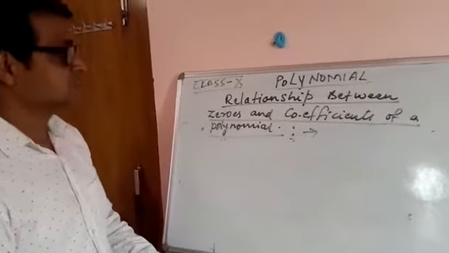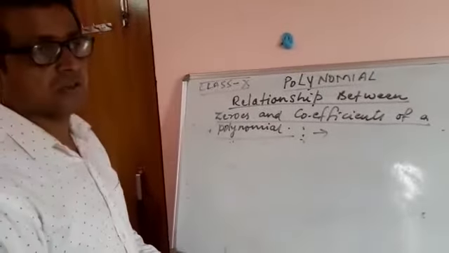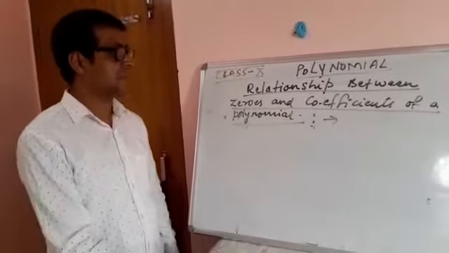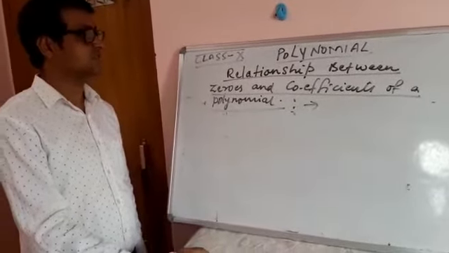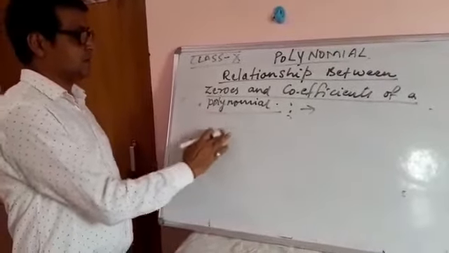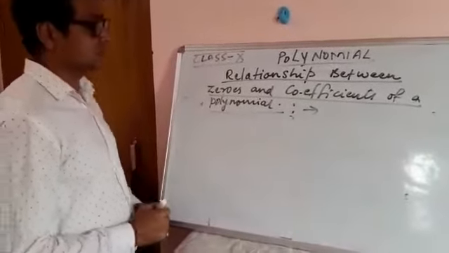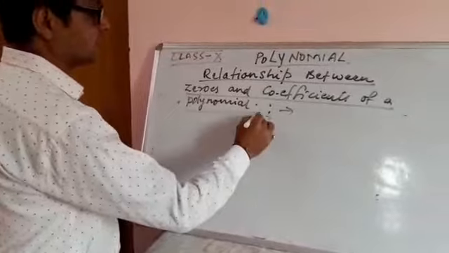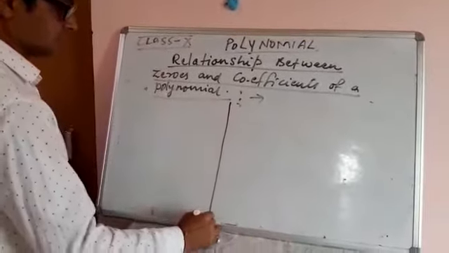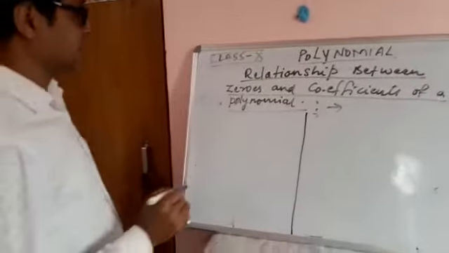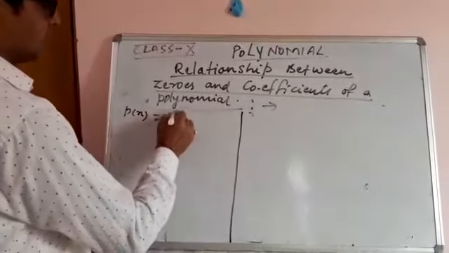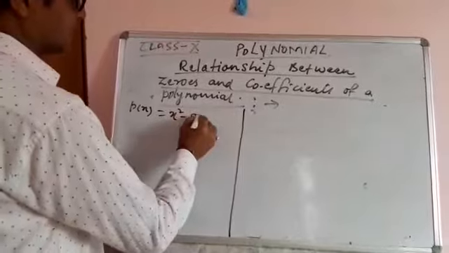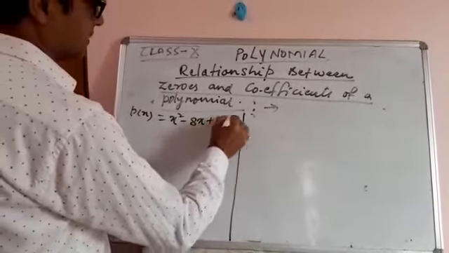So after completion of the zeros of the polynomial, now we are with the next topic, a relationship between zeros and coefficients of a polynomial. So for giving you a description, I am trying to start with, suppose I am taking here the polynomial p(x) equals x square minus 8x plus 15.